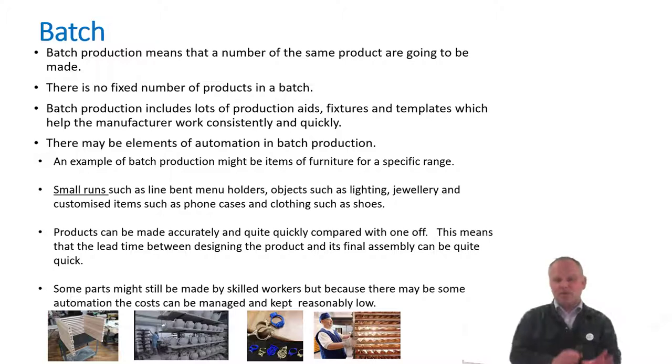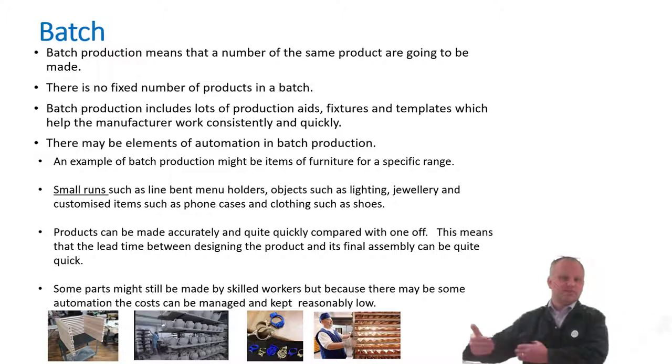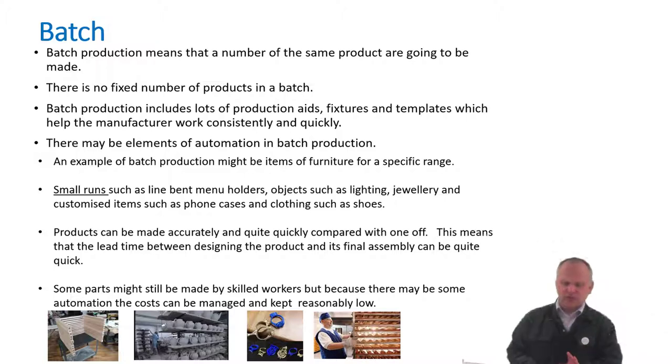Okay? So it's a step up from one-off production, but you're beginning to get into the realms of making more than one item very, very quickly. And we would often refer to that as small runs or a small batch. Could be three or four products, could be 1,000 products, could potentially be a little bit more than that. Depends on who you talk to, but a batch is quite small.